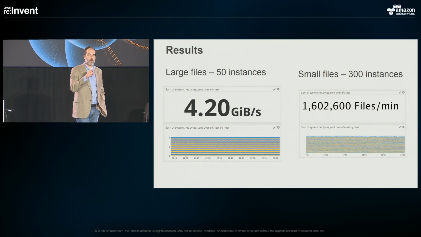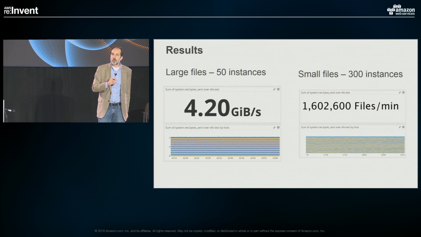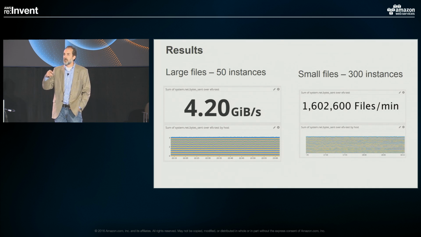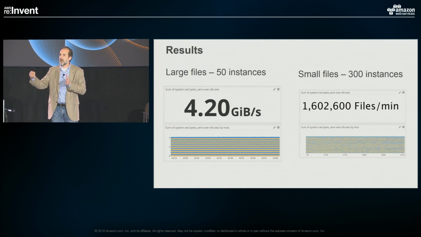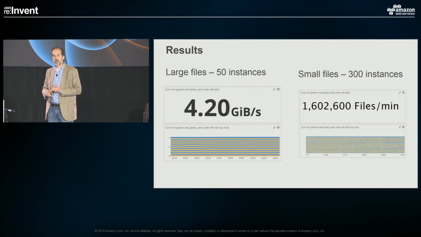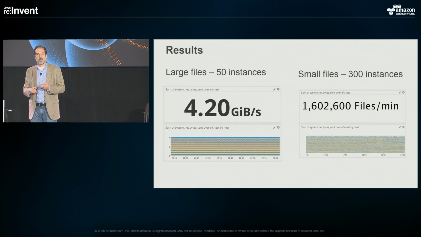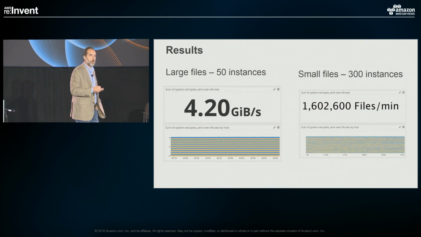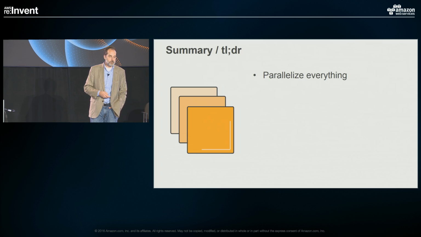So in summary, what did we learn from this? With very large files, we can get a lot of throughput. Here we were limited to 4.2 just because of the size of our file system, but definitely that can increase if you have a larger file system. And with small files, again, you want to go parallel. Increase the number of threads. You want to increase the number of instances. And depending on your workload, your use case, you can see performance similar to this. So, in summary, we want to parallelize everything.